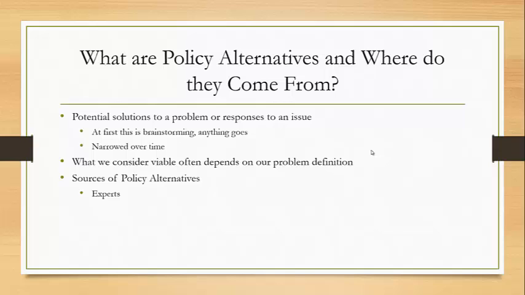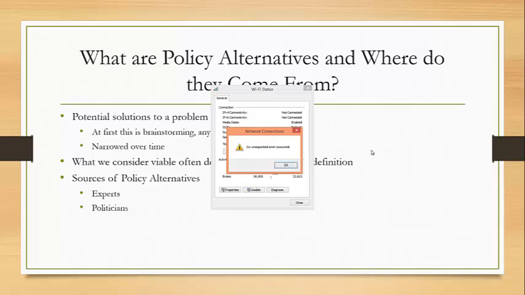The next place are politicians. So sometimes politicians have pet ideas, pet projects that they want to get done, and they apply those pet projects or pet ideas as solutions to particular problems. The reality about policymakers is that a lot of their ideas and information come from other places, right?